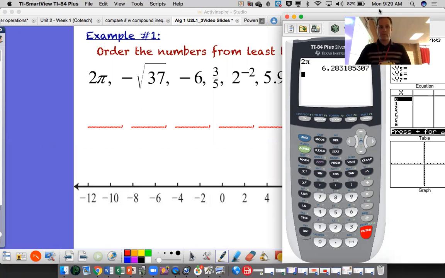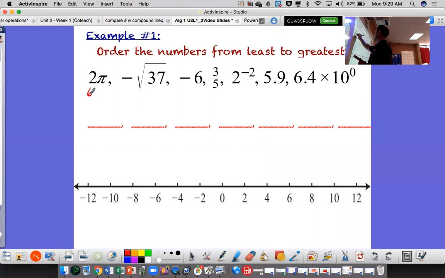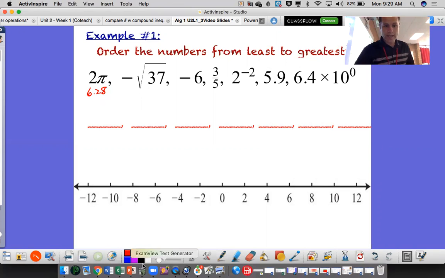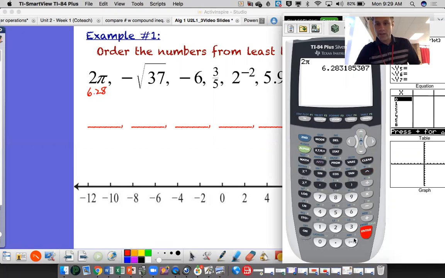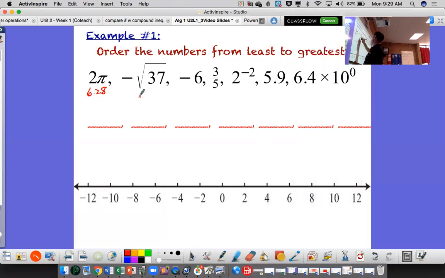All right, 6.28. I'm going to jot this in here, 6.28, and then the square root of 37 with a negative sign in front of it. To do that, you hit the negative button, which is here. The square root is in blue right here, so we have to hit second, square root, 37, enter, and we get negative 6.08. I'm going to jot that down, negative 6.08 approximately. Negative 6 is good.